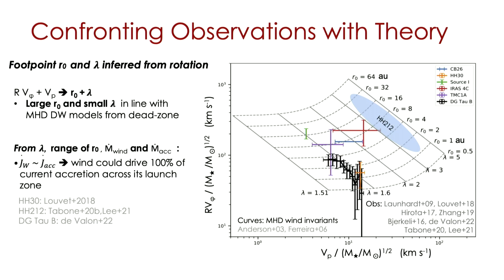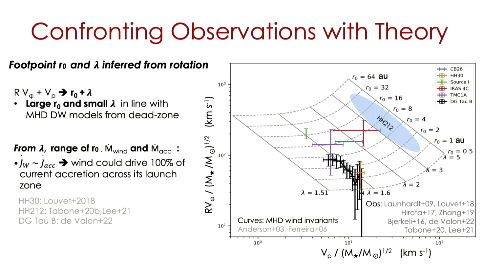The solid curves are different values of lambda. The dashed curves are different values of the launch radius in AU. And so from each point you can derive which value you need to explain the observations. And you see that we have small values of lambda, large values of R0, and this is exactly what is predicted by these MHD disk-wind models from the dead zone. Small lambda values and large R0.